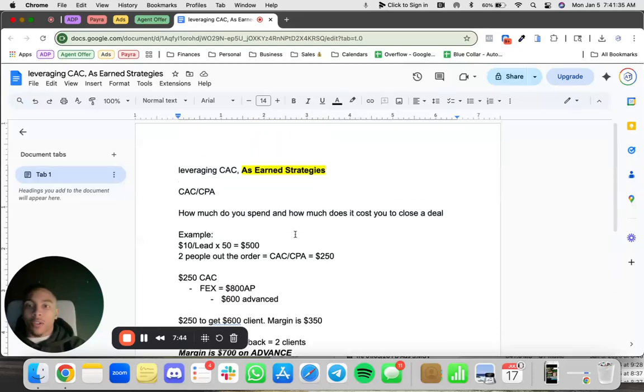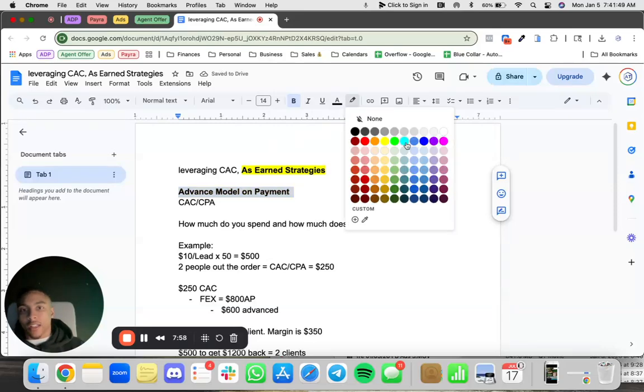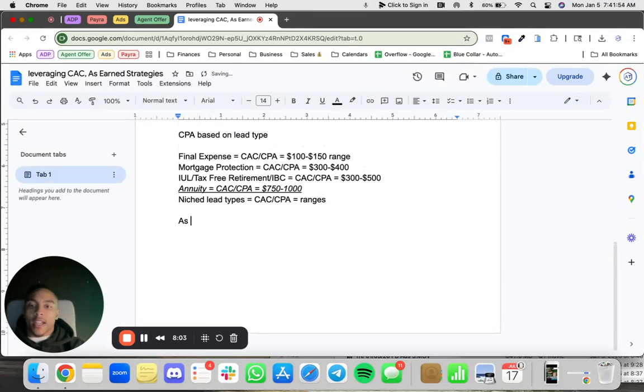So let's use the same model, right? This is the advanced, when I say advanced model on payment, okay? So we're just going to do that so everybody's clear. This is what most of the industry loves about life insurance. Yeah, man, we can get advanced. Kind of what I've seen is this. So as-earned model on payment, it's going to be philosophy. You don't have to actually be as-earned, but if you think of it as earned, it'll help you with making better decisions. Okay.